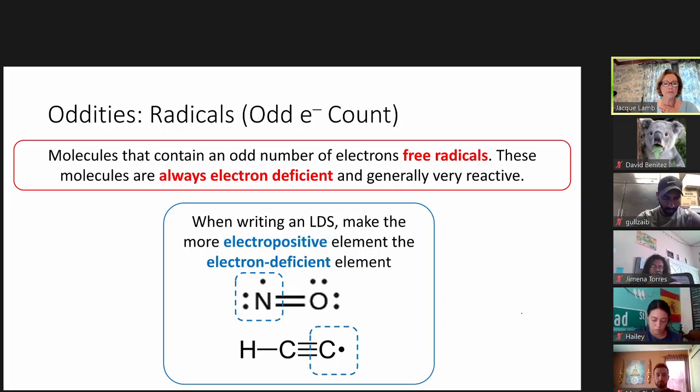So we have NO here. This has 11 electrons: 2, 4, 6, 8, 10, 11. And so we have this 1 electron by itself on nitrogen. Nitrogen is less electronegative than oxygen, so oxygen is more likely to have the full octet.